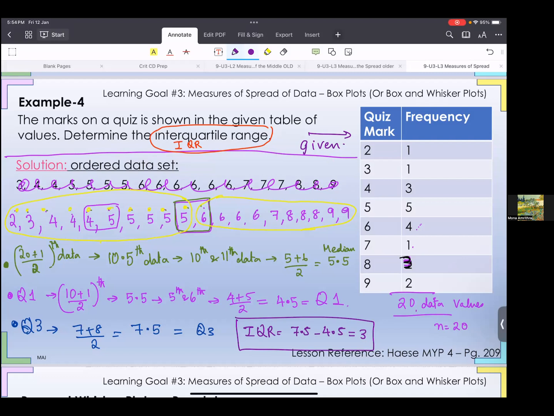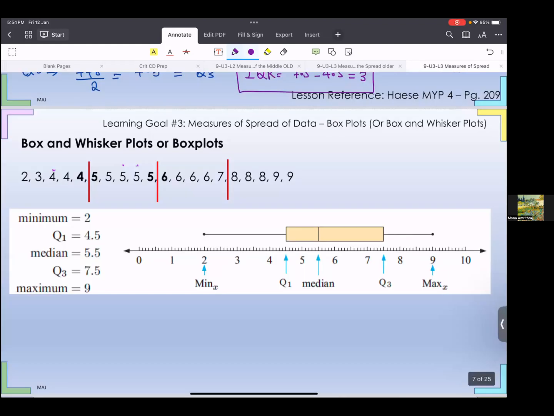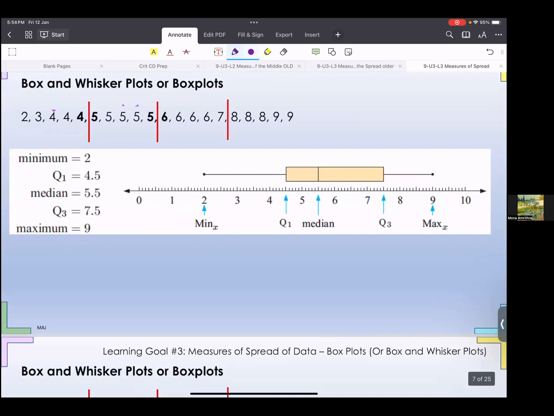Hopefully we'll do more things that are more meaningful to you, like maybe number of hours spent on screen time or something like that. We'll look at those kinds of examples later. So now we want to go into the box plot.